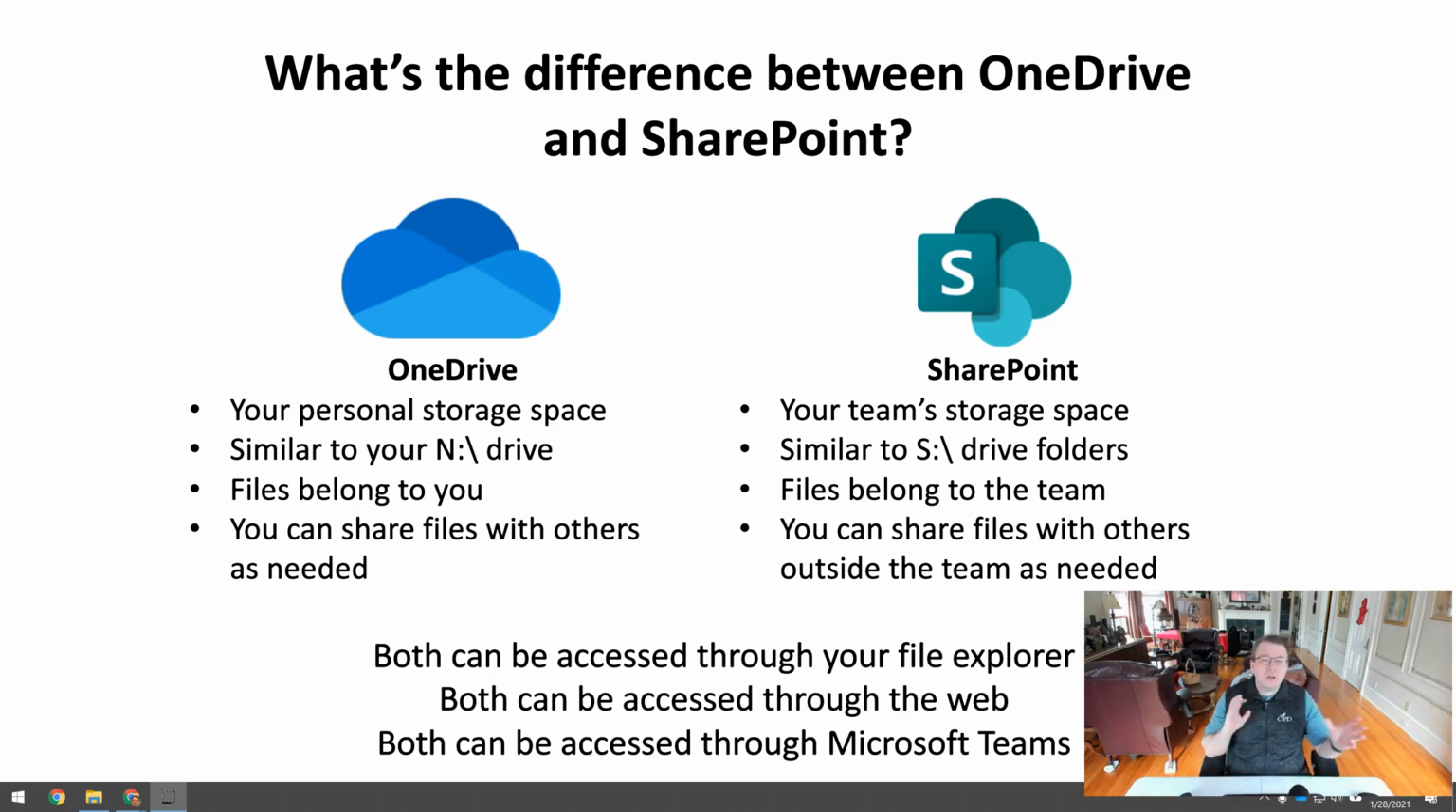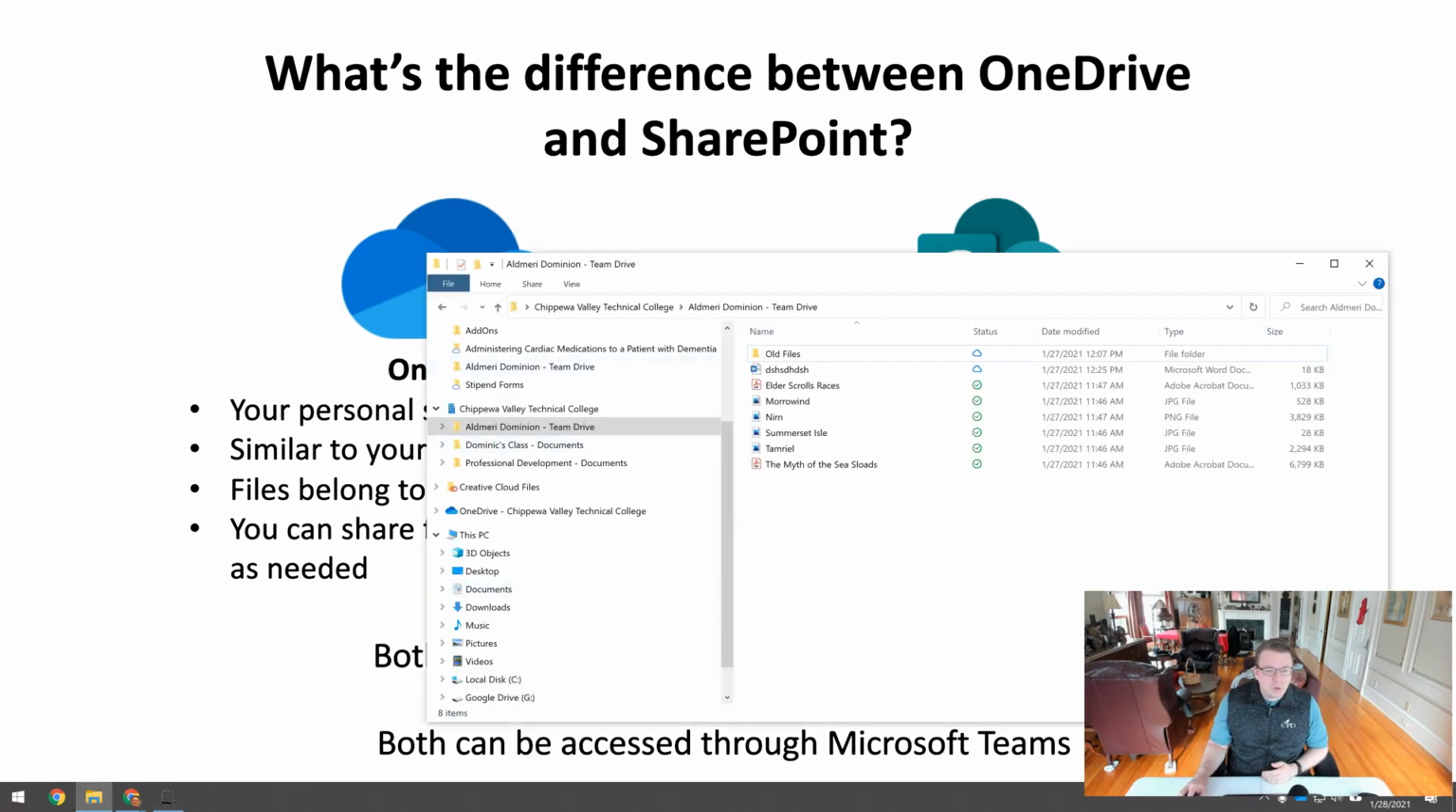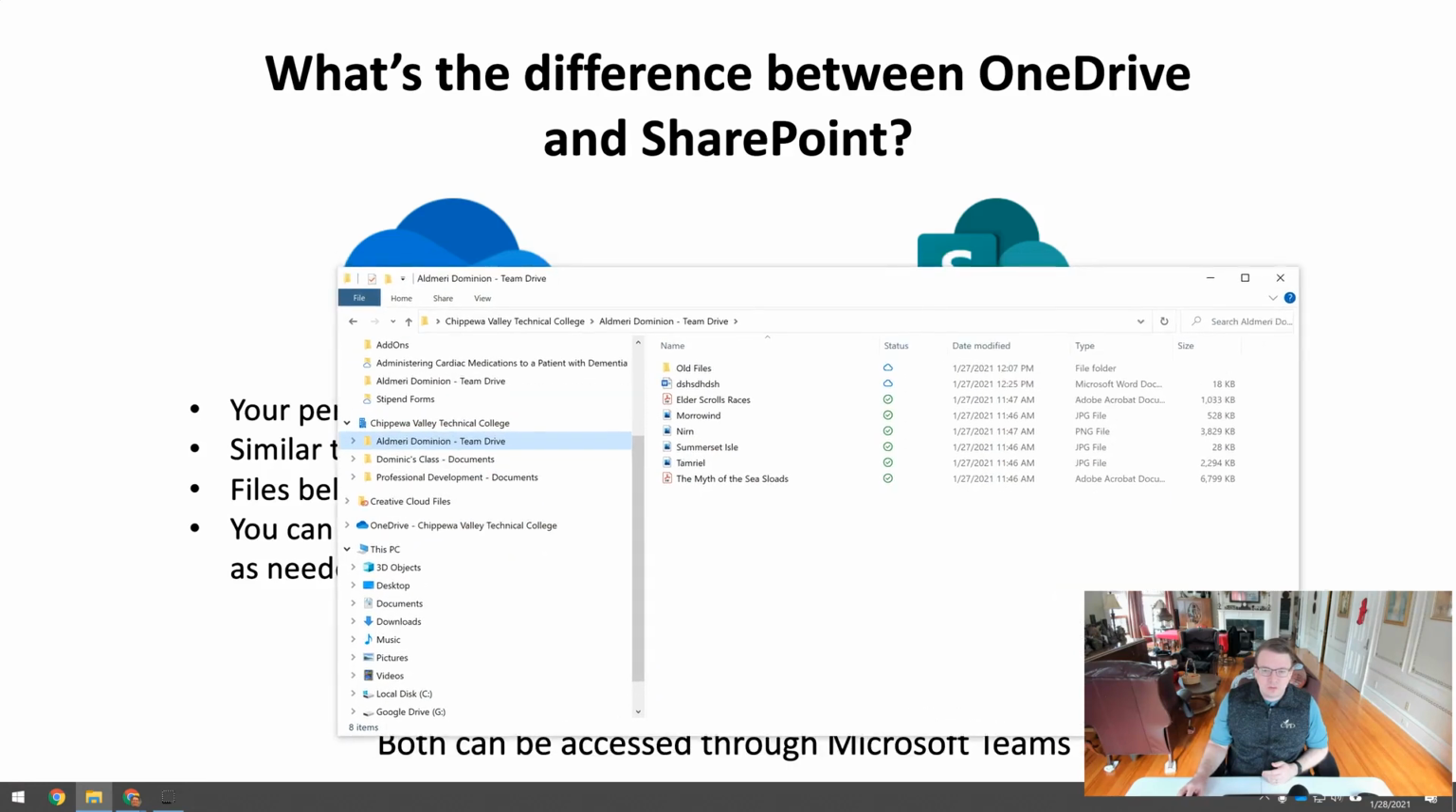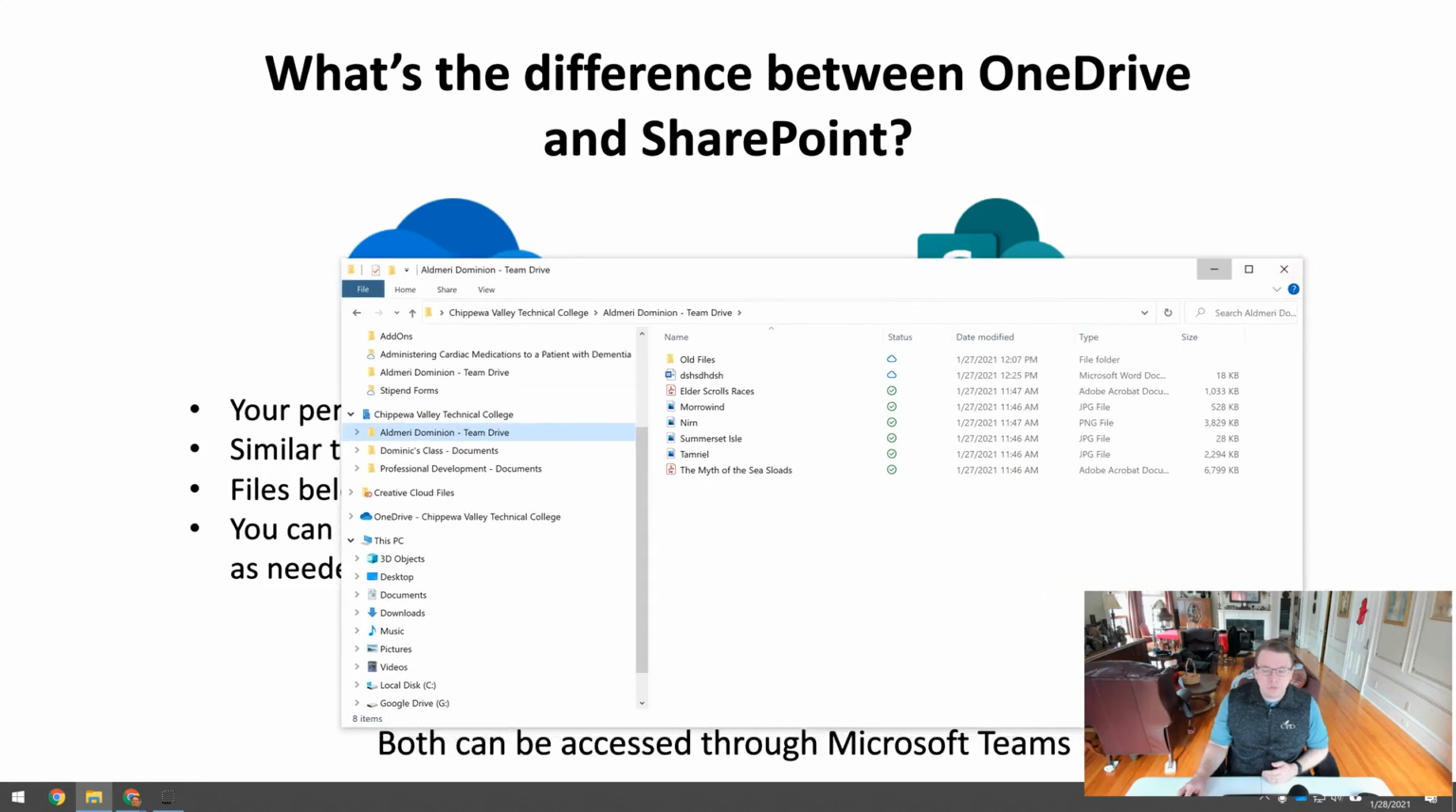Now, regardless of where you put your files, whether they be in OneDrive or SharePoint, a few things are similar between the two. First of all, both OneDrive and SharePoint can be accessed through your File Explorer. When I say File Explorer, what I mean is that in Windows, you can go down here, open up your folder, and you can access both OneDrive as well as SharePoint. So that's the first similarity, is that you can access files the traditional way in Windows with both of them.